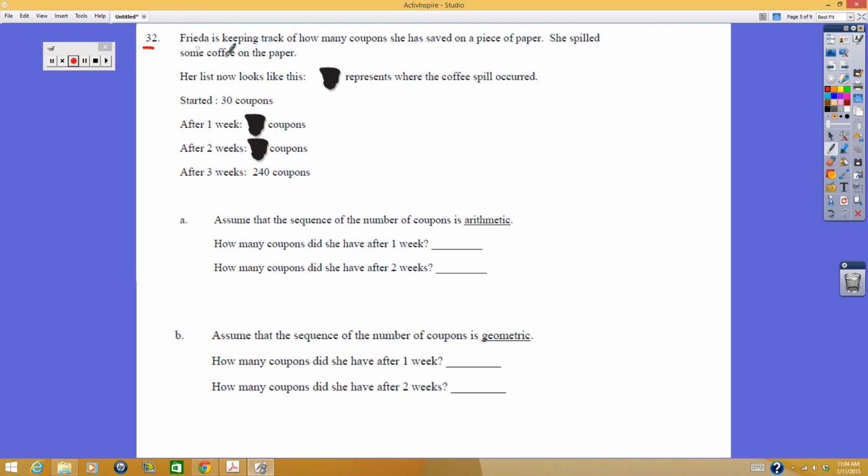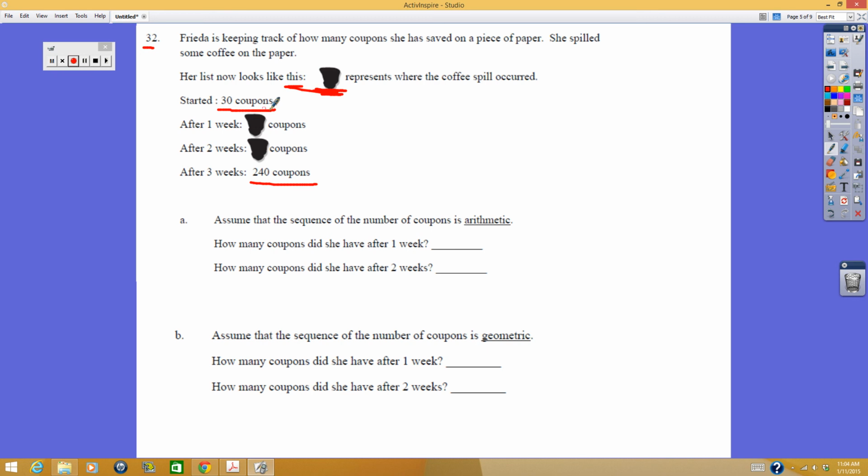Okay, so number 32. Frida's keeping track of how many coupons she has saved on a piece of paper. She spilled some coffee on the paper. Her list now looks like this. For each of these, the blotch, or coffee stain, represents where the coffee spill occurred. All they tell you is that she started off with 30 coupons, and after 3 weeks she's got 240 coupons.